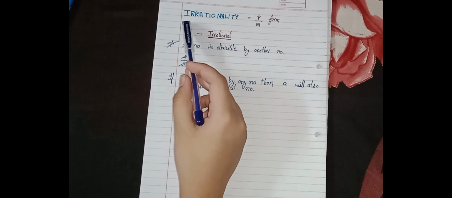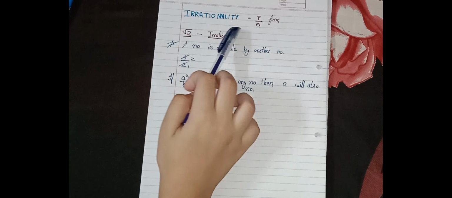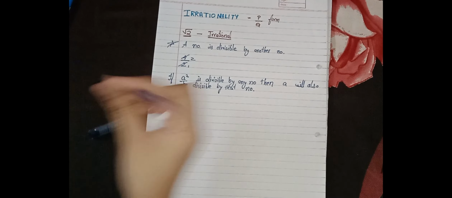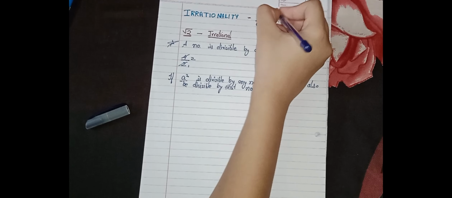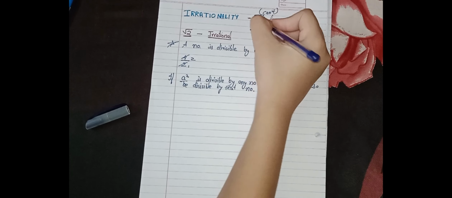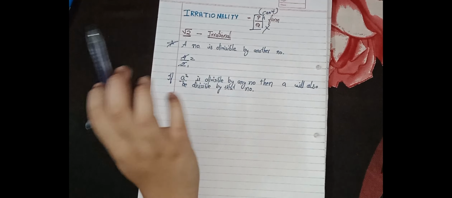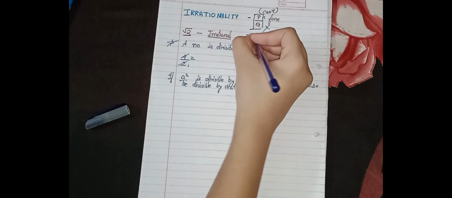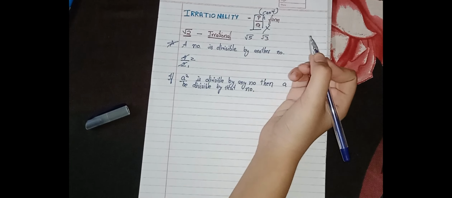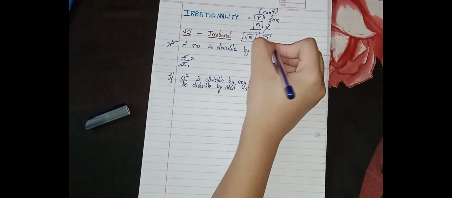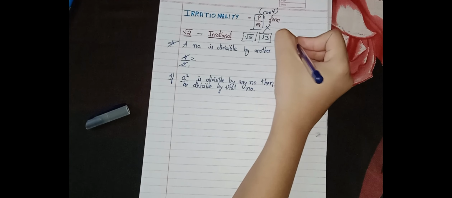Before starting the proving of irrationality, I want to tell you a concept. Okay, so firstly, what is irrational? Irrational means it can't be written, we cannot write it in p by q form. Okay, this much is clear. Now root 2 is irrational. You all know that root 5 is also irrational. Root 3. There are many which are irrational. Many numbers like pi are also irrational.